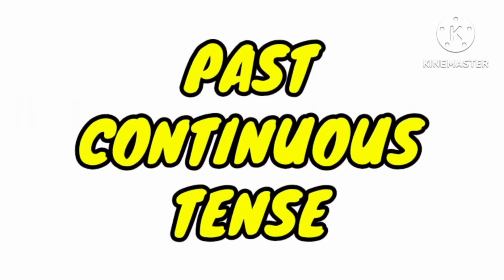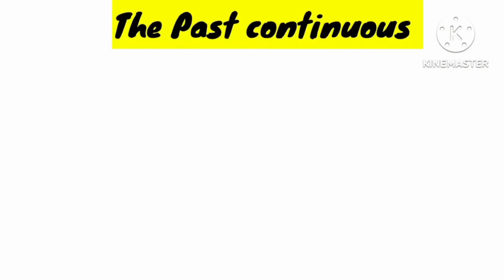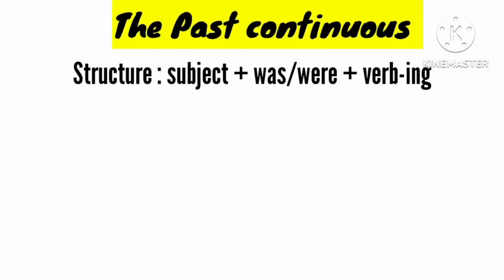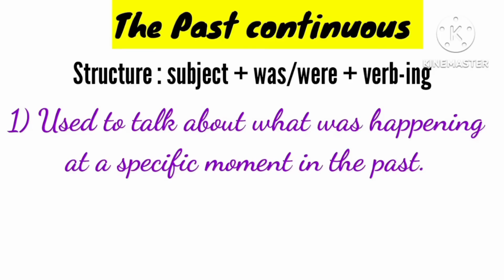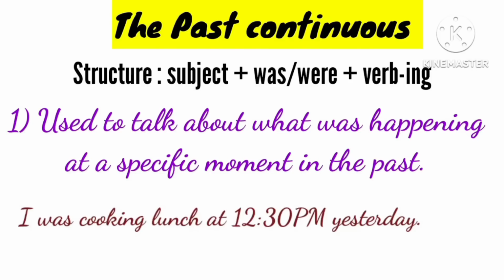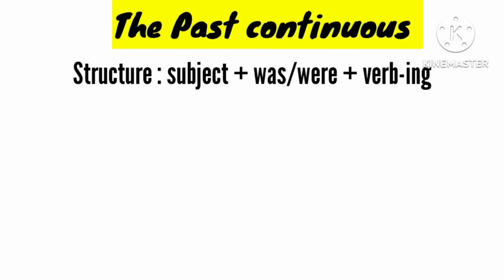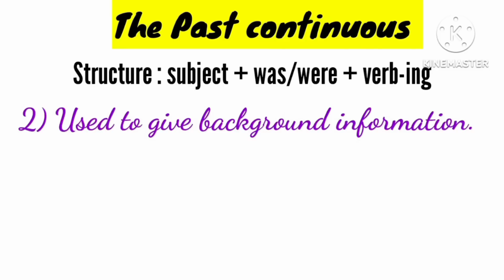Next, coming to past continuous tense. The structure of past continuous tense is subject plus was or were plus verb ing. It is used to talk about what was happening at a specific moment in the past. In this case, we are going to mention that particular time. For example, I was cooking lunch at 12:30 p.m. yesterday. Past continuous tense is also used to give background information.